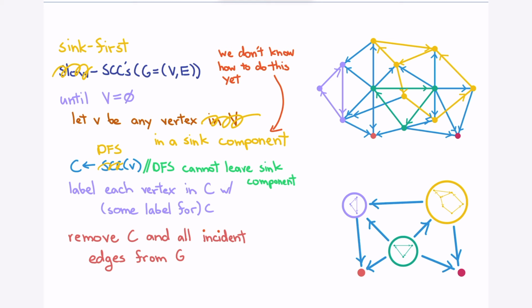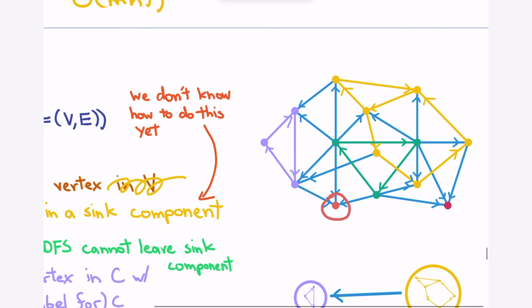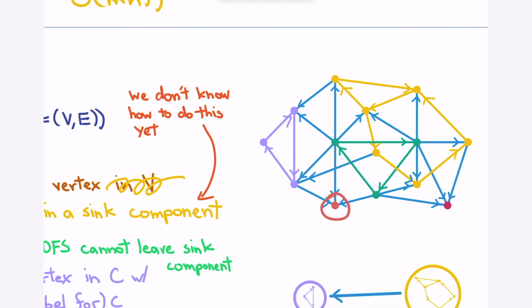A vertex V in the sink component. So if I ran DFS from V here, who would I visit? That's right. DFS from here would mark off the entire strongly connected component for V.